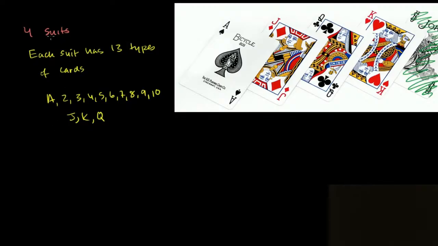So for each suit, you can have any of these. For any of these, you can have any of the suits. So you can have a jack of diamonds, a jack of clubs, a jack of spades, or a jack of hearts. So if you just multiply these two things, you could take a deck of playing cards, take out the jokers, and actually count them.